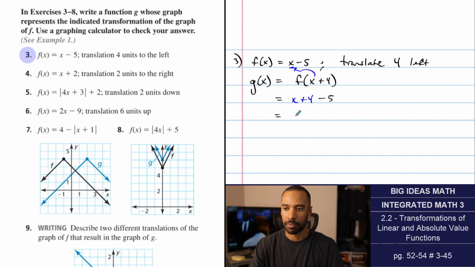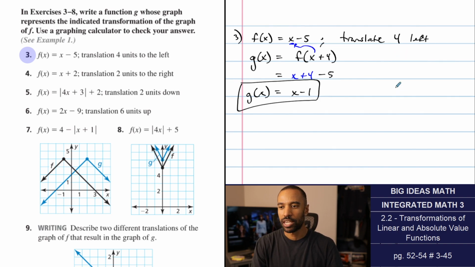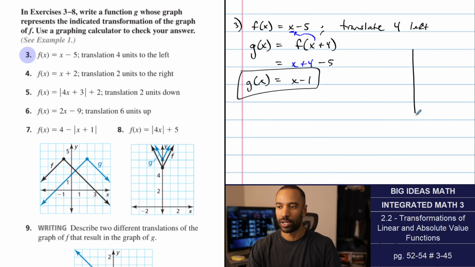And then this becomes 4 minus 5, which is negative 1. So g of x is x minus 1. Now, they say confirm using a graphing calculator. I do want to at least give you the idea of it if you didn't follow the lecture portion, which I really recommend for this section you do.